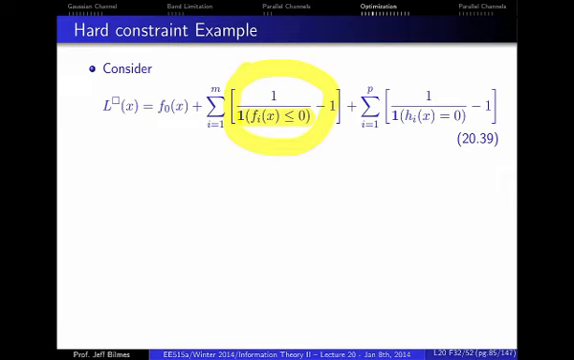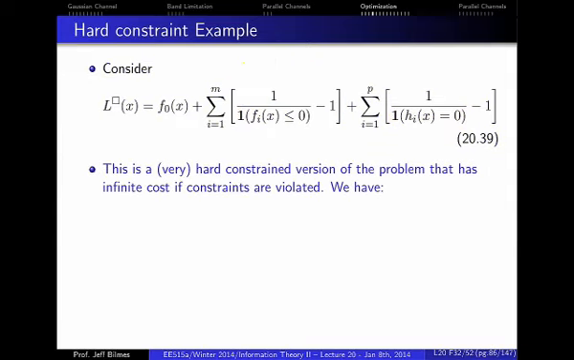Whenever f_i is greater than 0, that's the indicator 0, so we have 1 over 0, which is infinity. So we've got infinite cost. And similarly here, this is an indicator of h being 0. Whenever h is equal to 0, it's 1 minus 1, which is 0. Whenever h is not 0, it's going to be 1 over 0, which is infinity. So this is like a hard constrained version that has infinite costs to the problem.